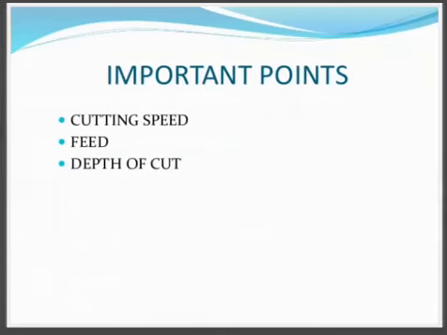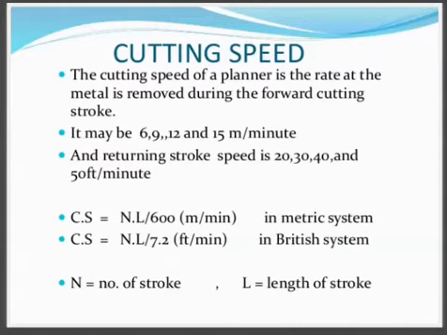Here the important points related to the planer machine are cutting speed, feed and depth of cut. The cutting speed of a planer is the rate at which metal is removed during the forward cutting stroke. It may be 6, 9, 12 meters per minute. And the returning stroke speed is 20, 30, 40 and 50 feet per minute or meters per minute.